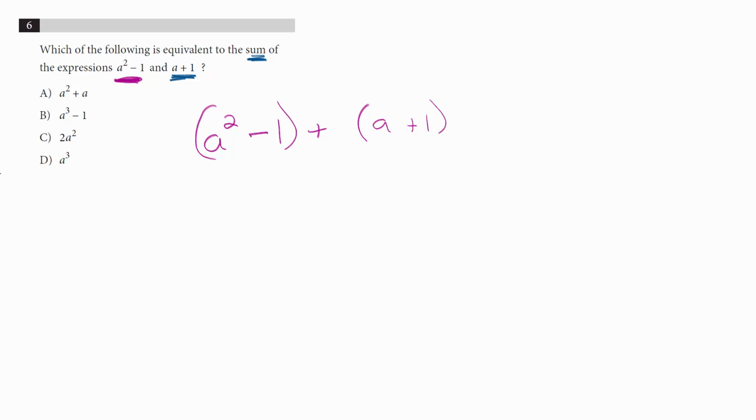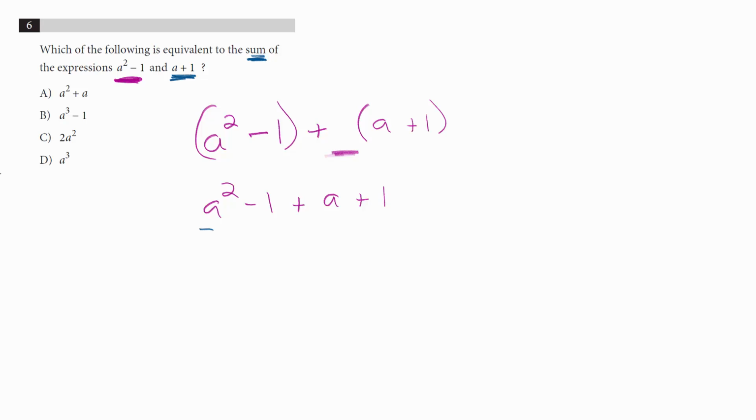So to combine them, we've got to get rid of the parentheses. There's no coefficient outside this first expression, so pretty much the parentheses can be eliminated. a squared minus 1 plus a plus 1. And now all we have to do is combine like terms and simplify.